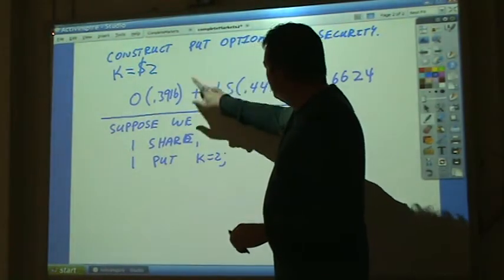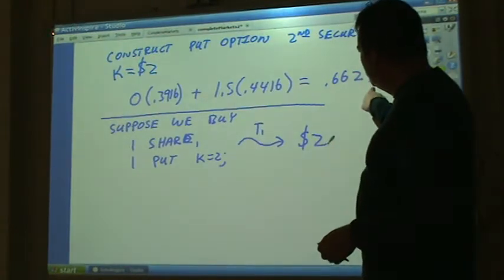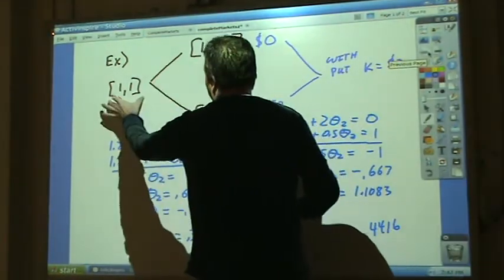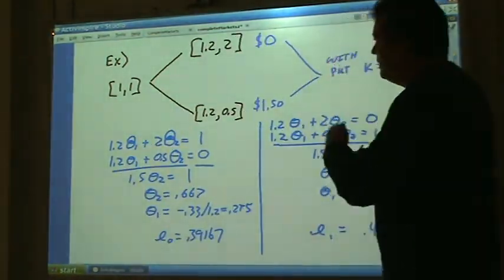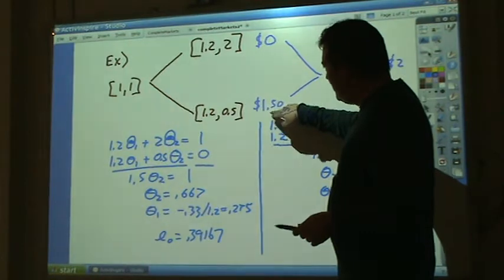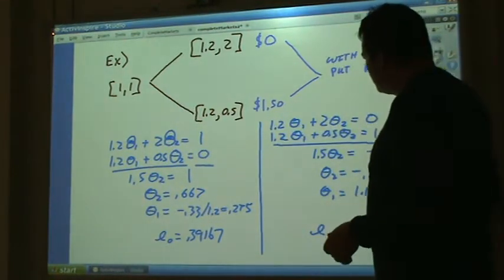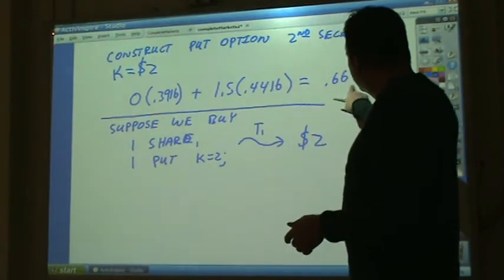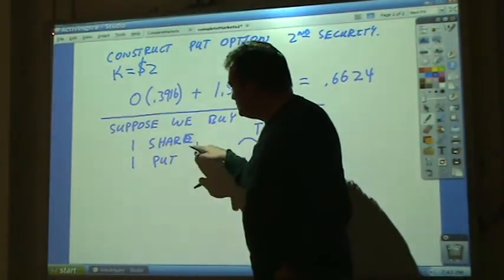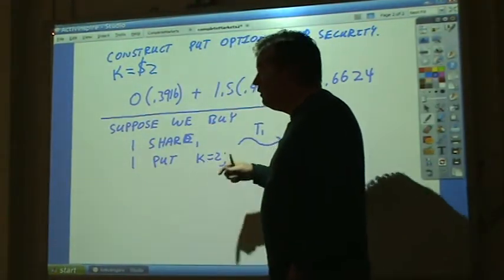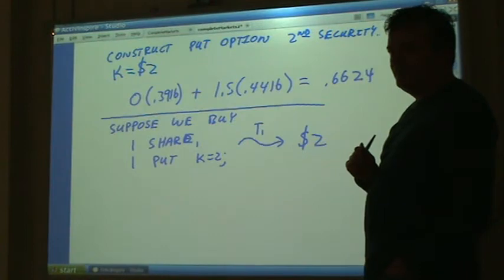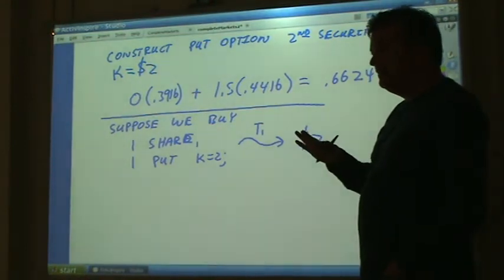So first step, we calculated what the price of a put is, and we used the fact that we didn't know these probabilities, but we had this information about the market. We were able to simulate the put option. So we simulated a put option and figured out what its price was. The fair market price of a put option was 66 cents, 66.24. Now we're saying, hypothetically, suppose we bought one share and one put option. 1 year from now, what is our net worth? Our net worth is going to be $2 no matter what state the market goes to. How much did it cost us today to get?